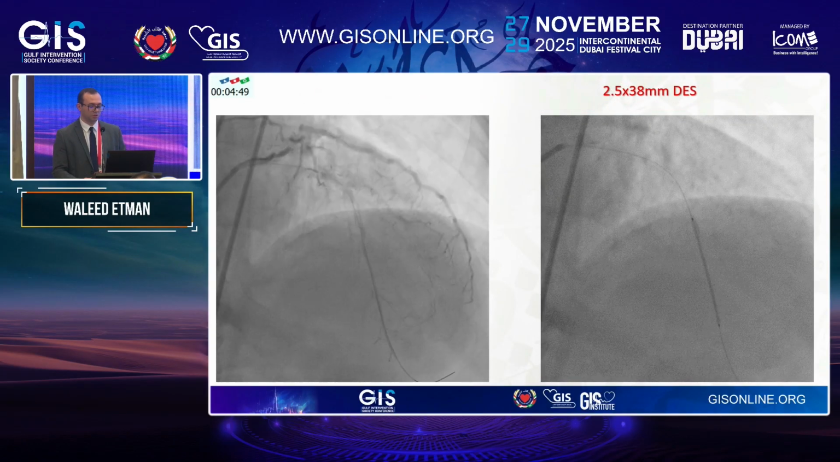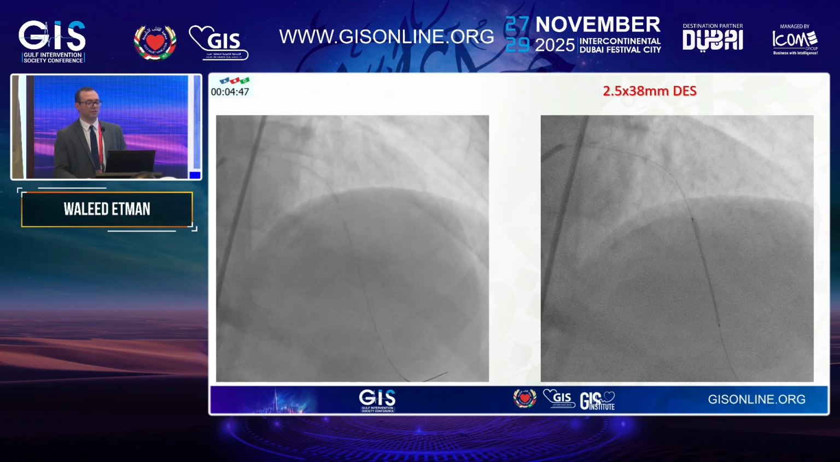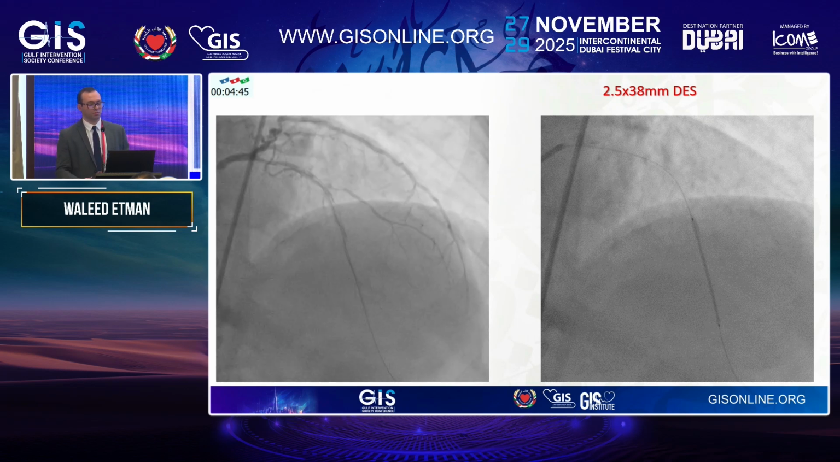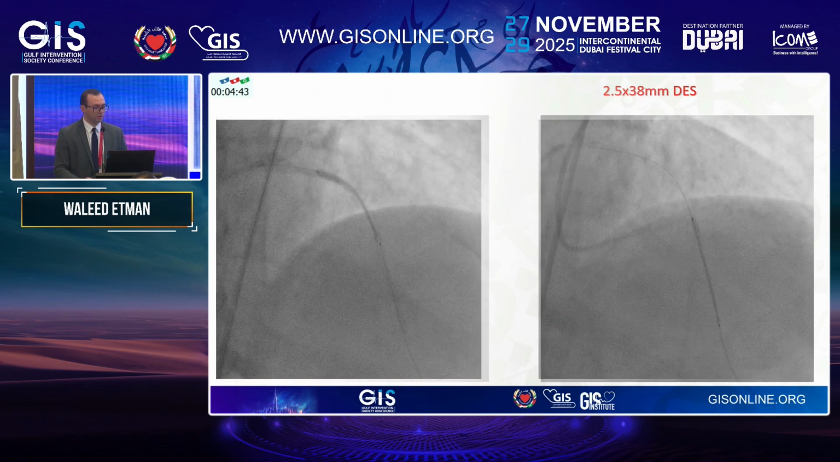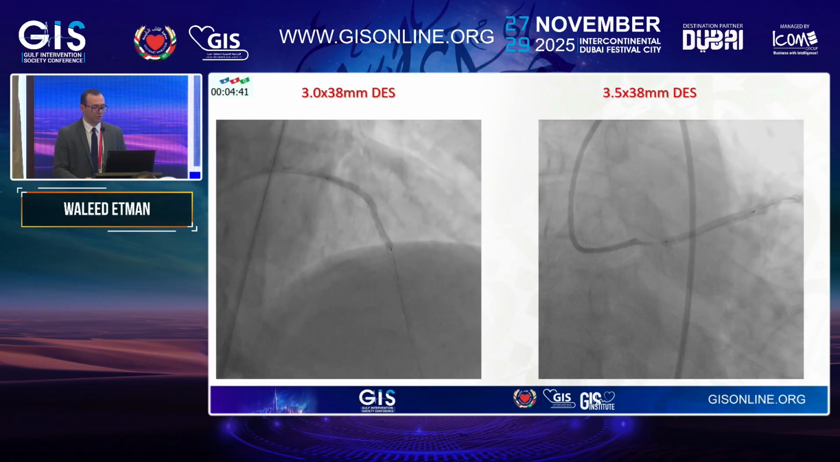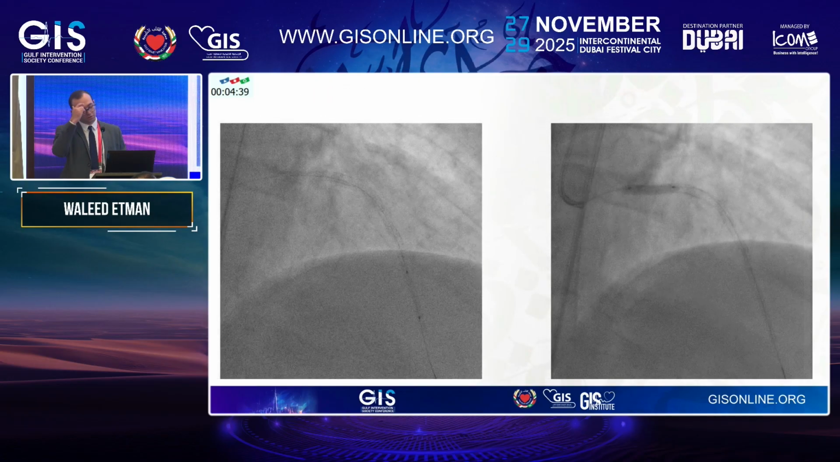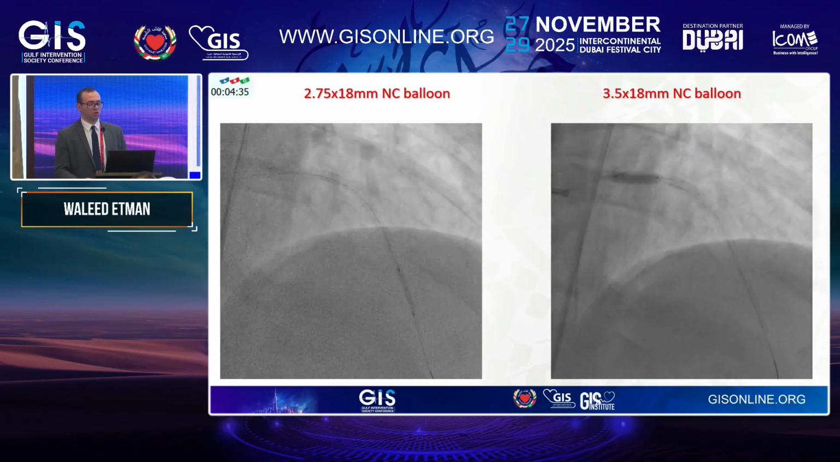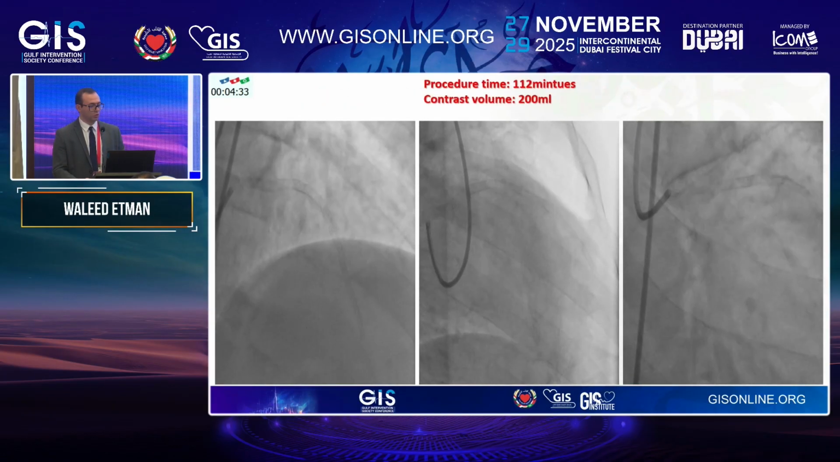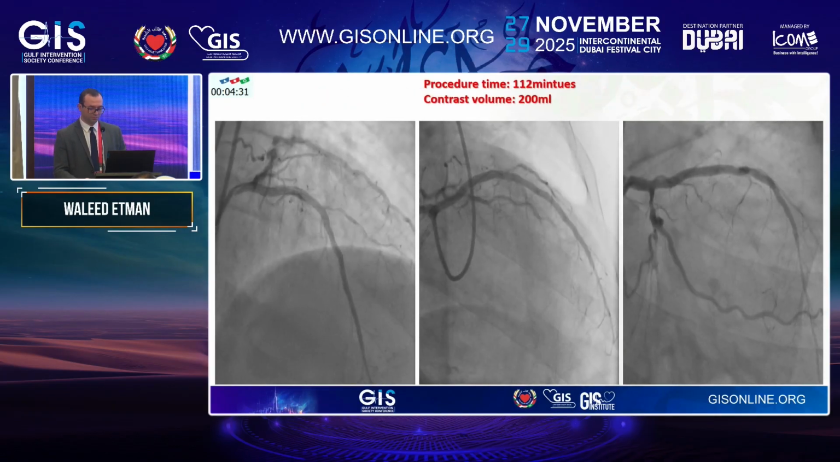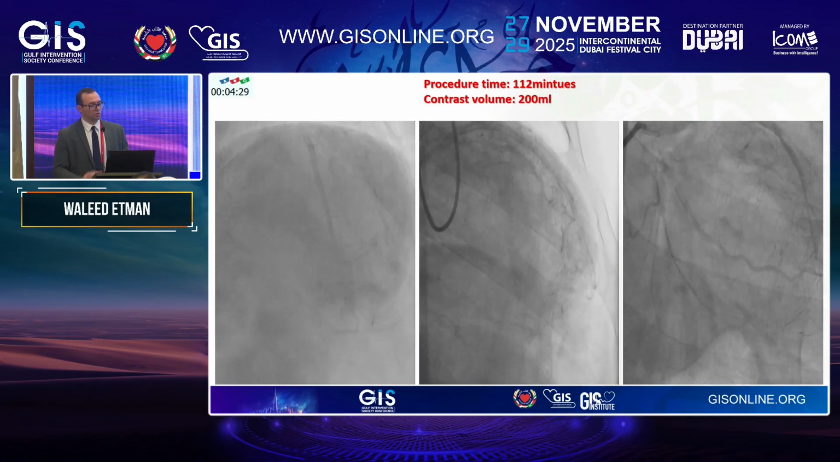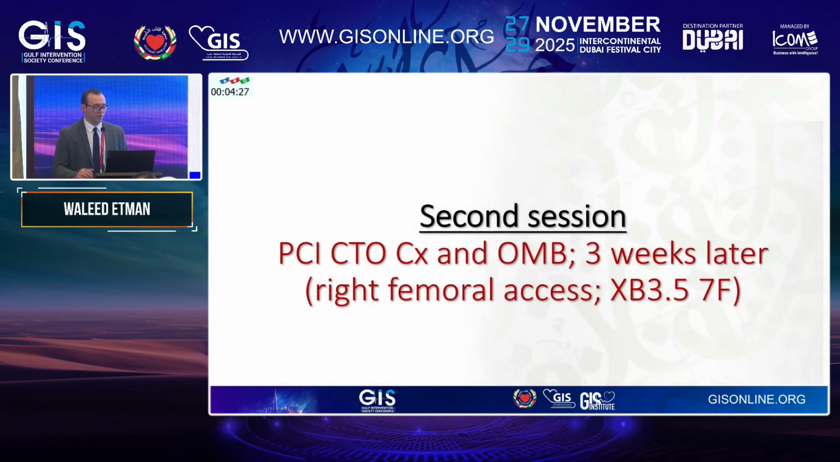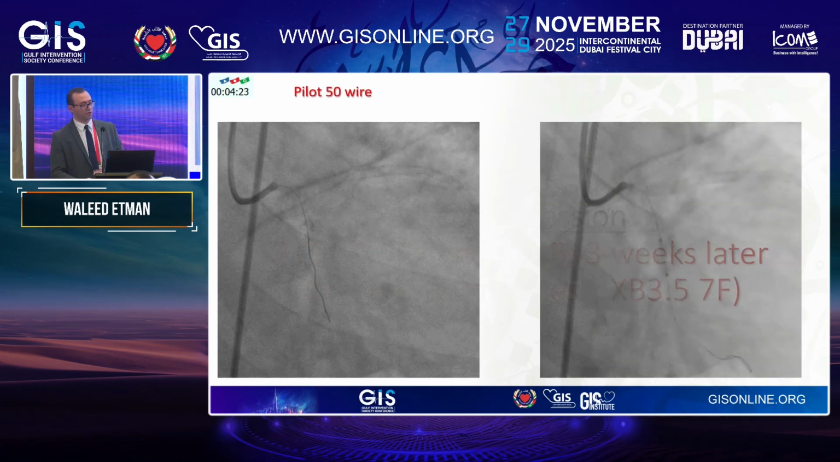There is some dissection. So we stented the LAD from distal to proximal, a 2.5 by 38 drug-eluting stent, another 3 by 38, and another 3.5 by 38. We did post-dilatation with non-compliant balloons, and this was the final result for the LAD. We stopped for the LAD. We then went for the CTO of the circumflex and obtuse marginal 3 weeks later.